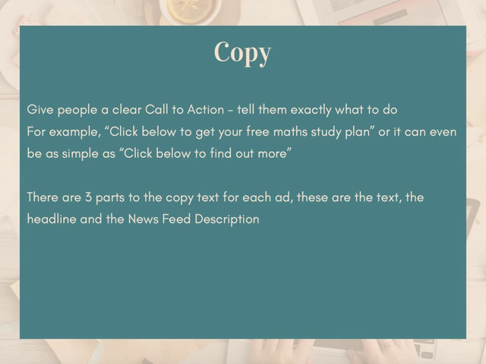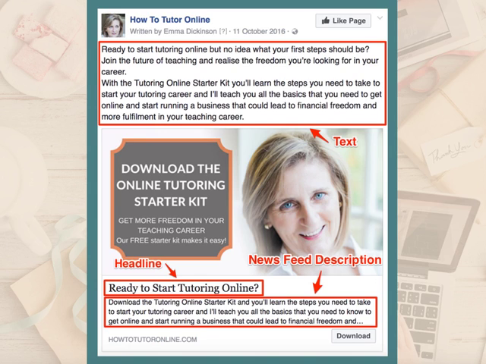And there are also three parts to the copy text for each ad. So that's kind of the main text, there's a headline and a newsfeed description. So these are these components as you can see them. So this top part here you can see is the text. So this is kind of your main text that's going to show. Now if it's longer than this, it's going to cut it off and put kind of a dot dot dot and then like a see more link.